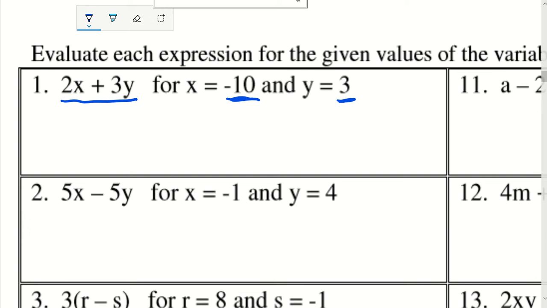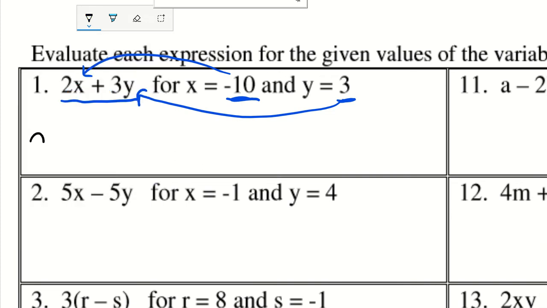So what you guys have to do, if you watch the other video where I taught you how to evaluate expressions, is take the -10 and plug it in for x. We're going to take the 3 and plug it in wherever we have a y. Let me go ahead and work this one out to see what we get.